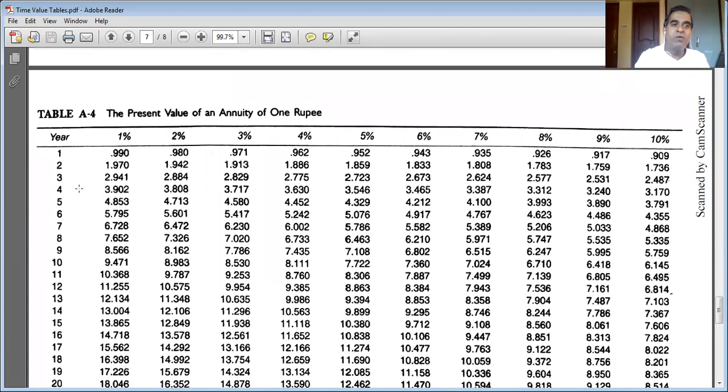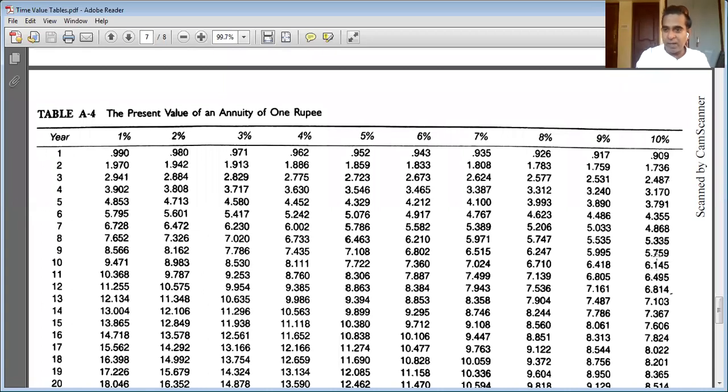So table A4, you can also remember the title of the table, present value of an annuity. So present value of an annuity of 1 rupee. This is what we are trying to find out. The year is 10th year, 10 years is the annuity period. Now we need to refer the corresponding value of the 10% column. So year 1, year 2, year 3, year 4, year 5, year 6, 7, 8, 9, 10.